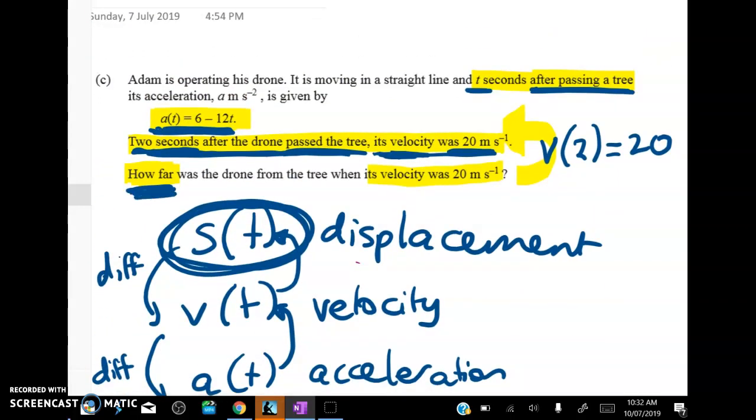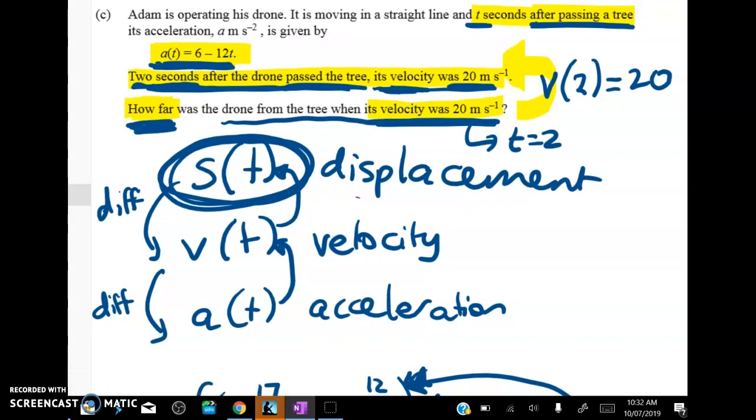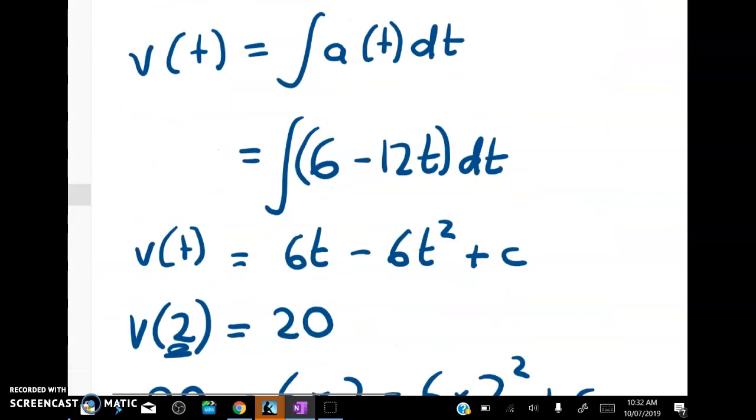Right, we were asked to find how far the drone was from the tree when its velocity was this. In other words, at t equals 2. So we're going to go up the last step, and we've got velocity, and we're going to go backwards to get displacement.